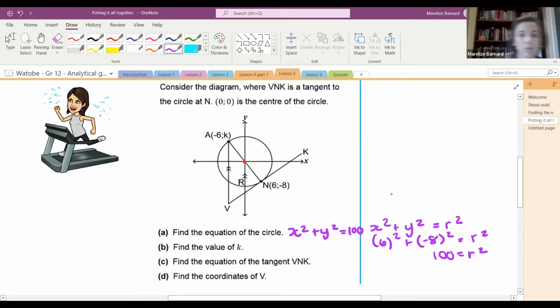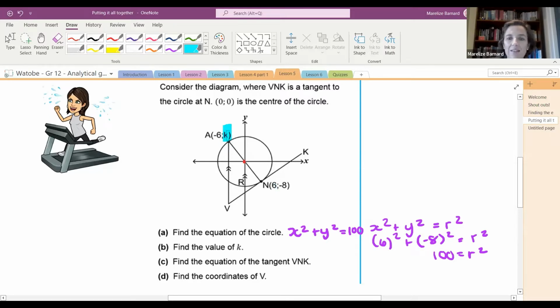Okay, now how can we find the value of k? I wonder if anyone's attempted this one. Now the value of k is over here at the point A. Now we can do that using our midpoints. Midpoint, yes, well done everyone. There's a few of you who saw that you can use the midpoint.